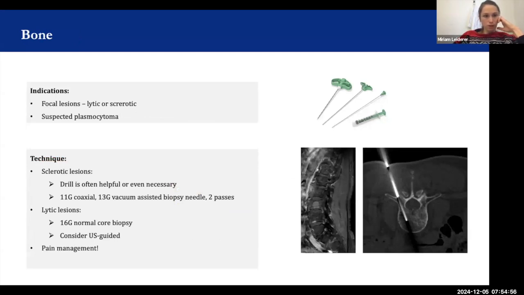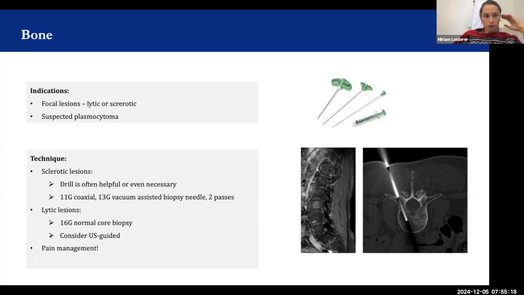Then bone lesions could be lytic or sclerotic. Any focal lesion is usually an indication unless you really know what it is. Also suspected plasmacytoma, as a more generalized, less focal lesion. Plasmacytoma can also be diagnosed with a bone biopsy.